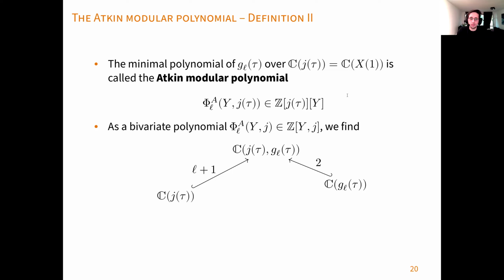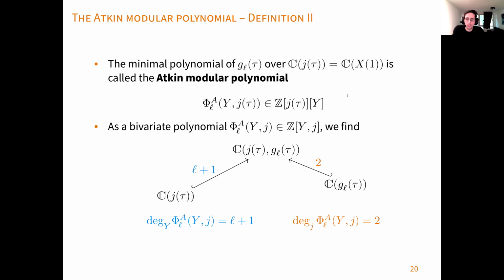And then we see on the left, this is again this degree L plus 1 thing. So we again have to have degree L plus 1 on the left. And on the right, we see actually, because the polynomial is monic in J as well, this will actually be the minimal polynomial of J over this field generated by g_L tau. So this will have degree 2 in the other variable as well, because it serves as the minimal polynomial here.